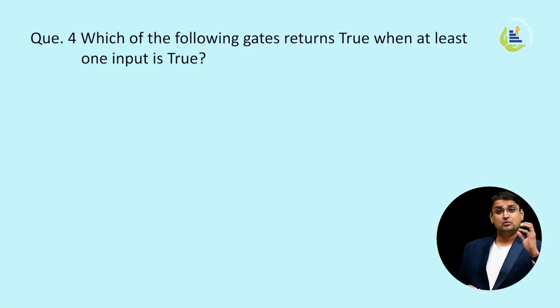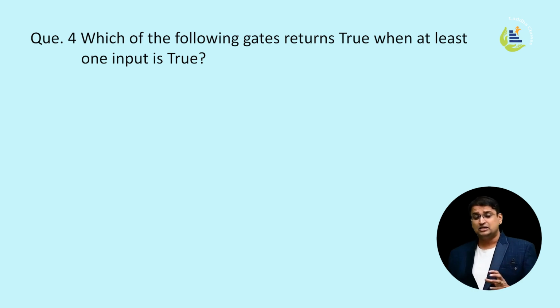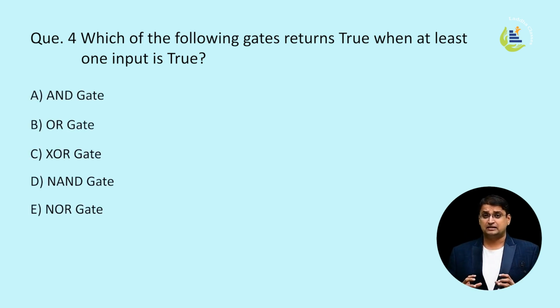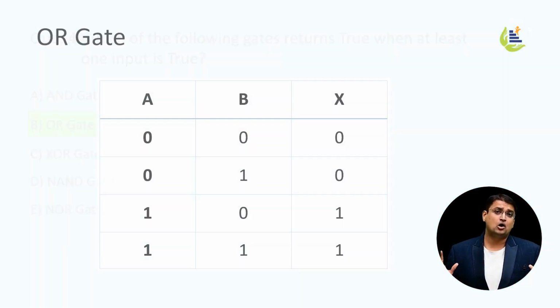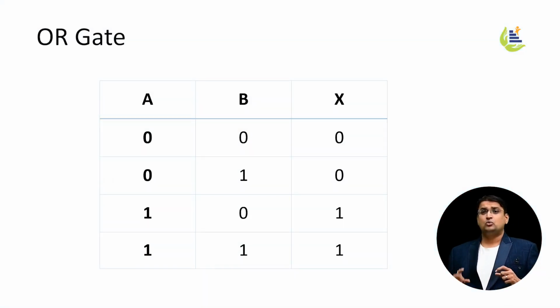Question 4. Which of the following gates returns true when at least one input is true? Options are AND, OR, XOR, NAND, NOT. Correct answer option is B, OR, because an OR gate returns true if at least one of the inputs is true. The AND gate requires both inputs to be true for an output of 1.